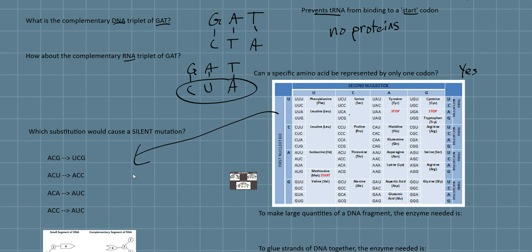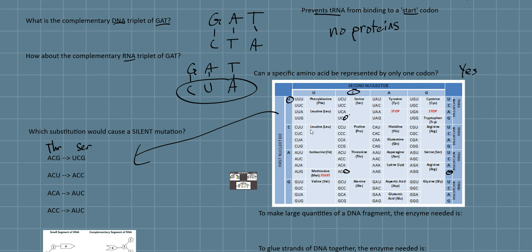So if we come back over to here, which substitutions would cause a silent mutation? ACG to UCG. We have to look at our chart to find this out. ACG is going to be, we look at A for our first nucleotide, C for our second nucleotide, and G down here, G, we get threonine. So this is threonine. And UCG, so UCG, is serine. That's not silent. That's a missense mutation. So not that one. That one is no good.